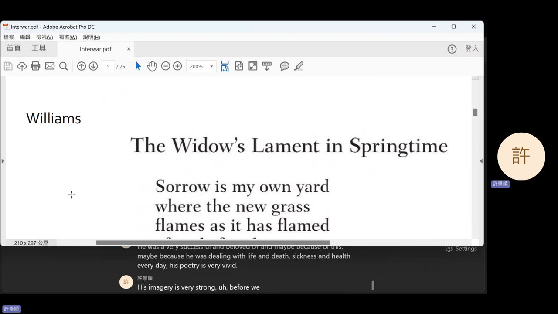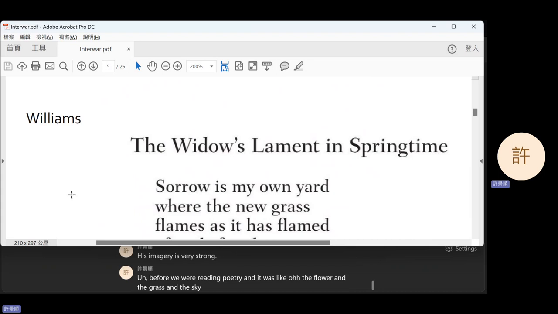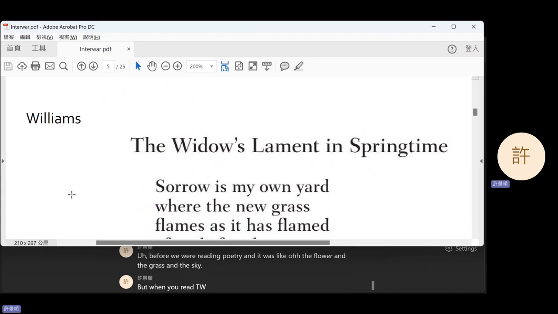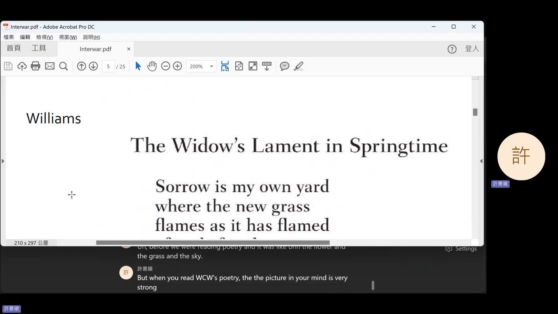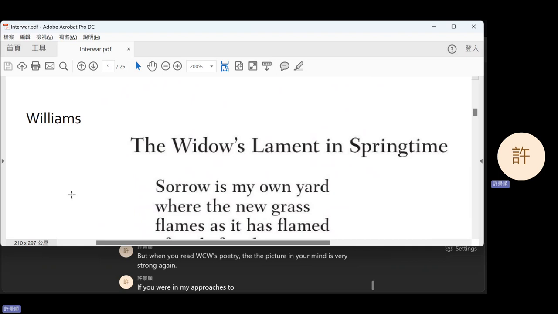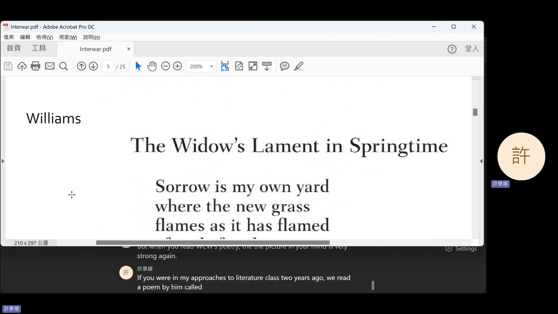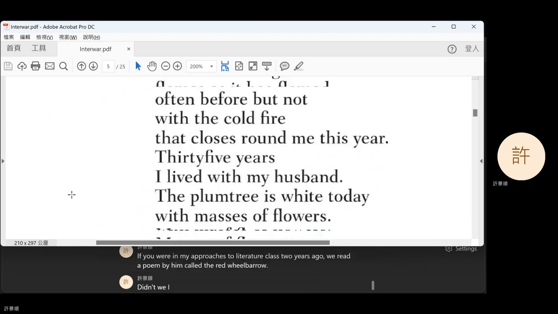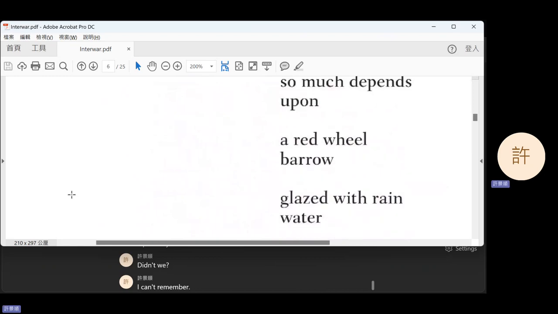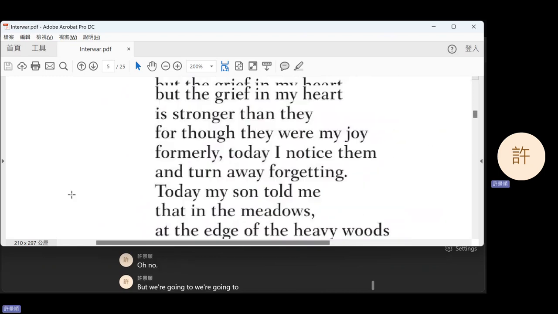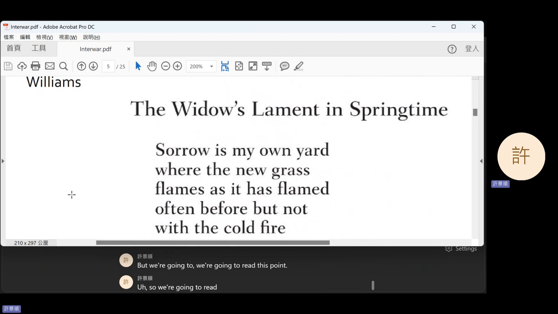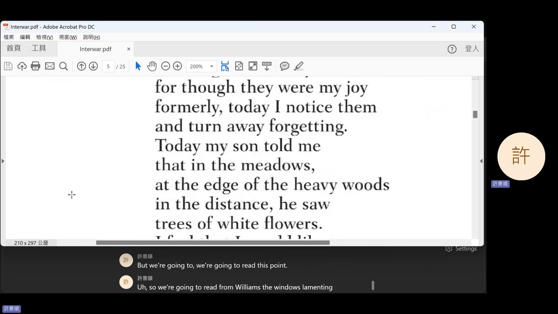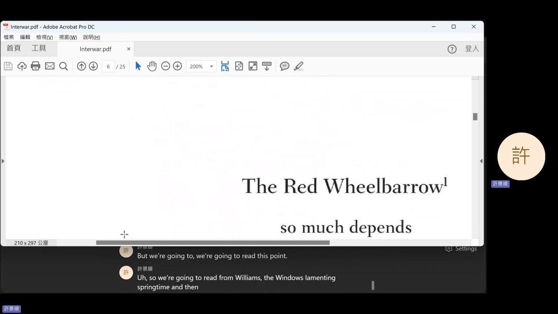Before we were reading poetry and it was like, oh, the flower and the grass and the sky. But when you read WCW's poetry, the picture in your mind is very strong. Again, if you were in my Approaches to Literature class 2 years ago, we read a poem by him called The Red Wheelbarrow. Did we? I can't remember. Oh, no, but we're going to read this poem. We're going to read from Williams, The Widow's Lament in Springtime, and then The Red Wheelbarrow.